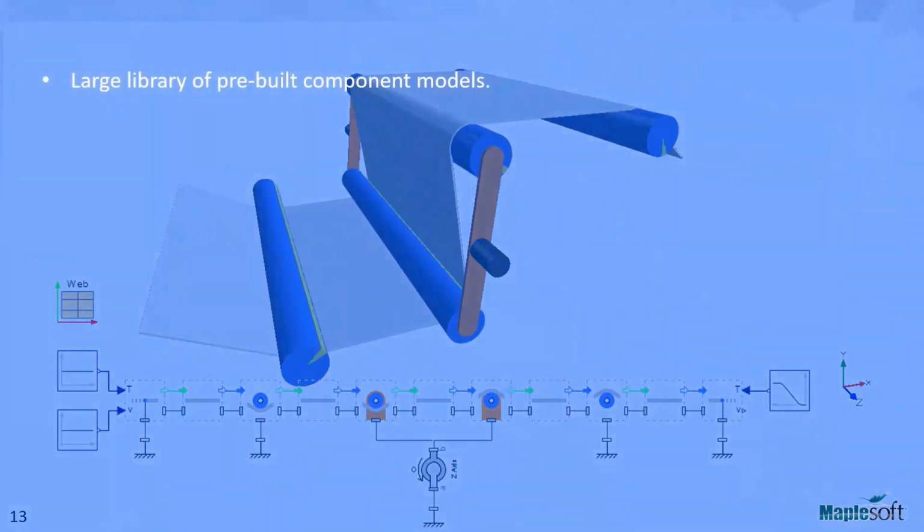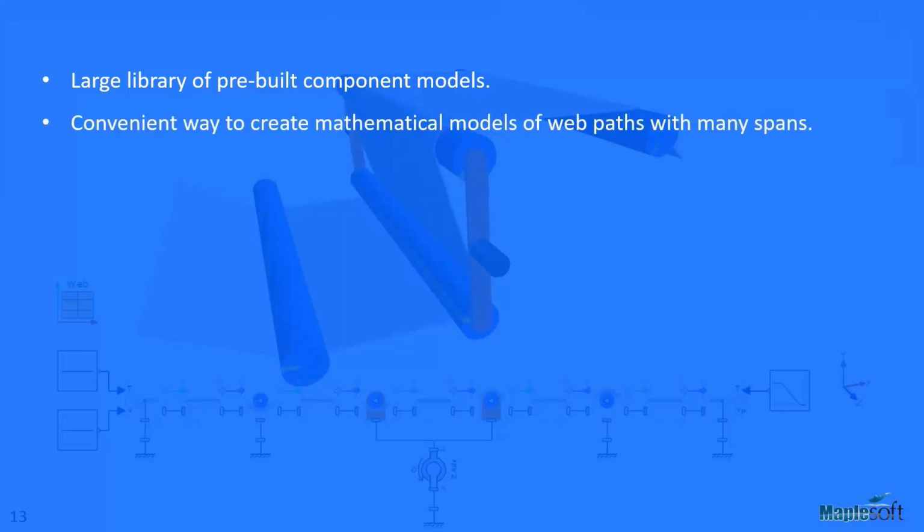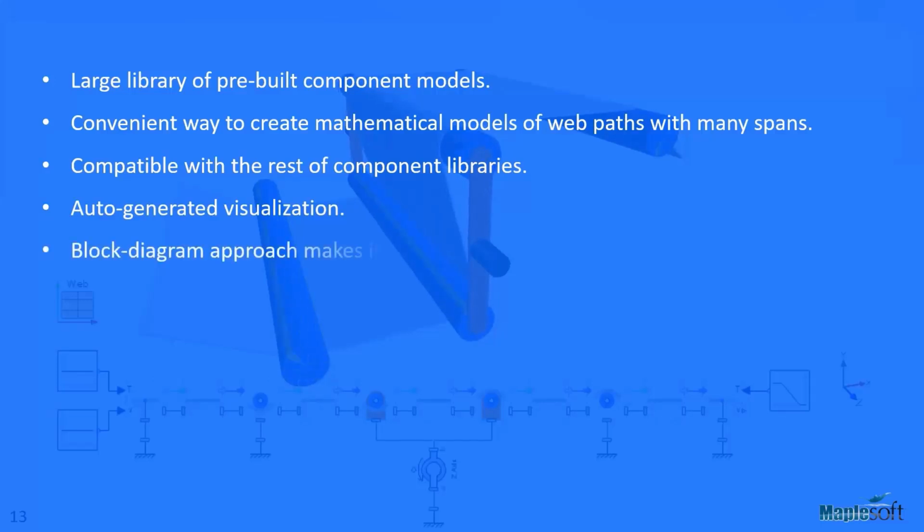So some comments about this approach: we have a large library of pre-built component models like nip rollers or spans. It's very convenient to create models with many, many spans as opposed to going direct. Since you are in a multi-domain modeling environment, you can benefit from other domains available like hydraulics, pneumatics, and electrical. As we saw, we get the visualization automatically generated for us.